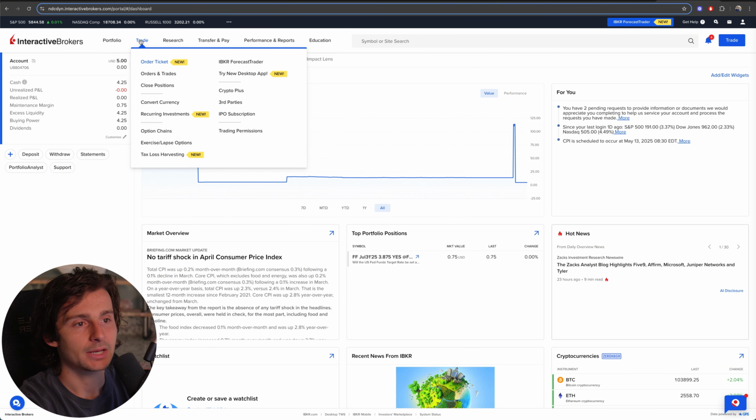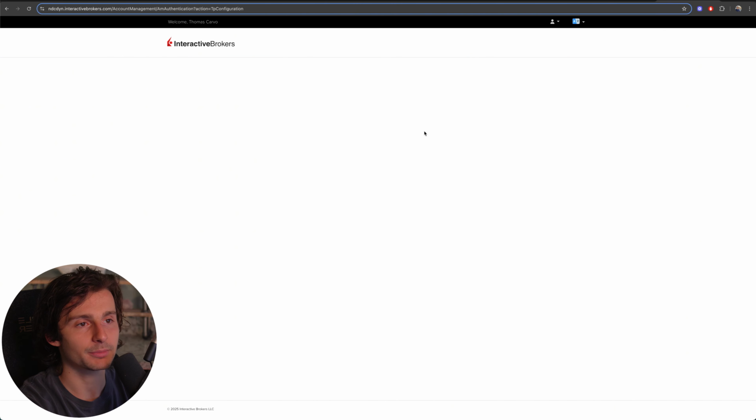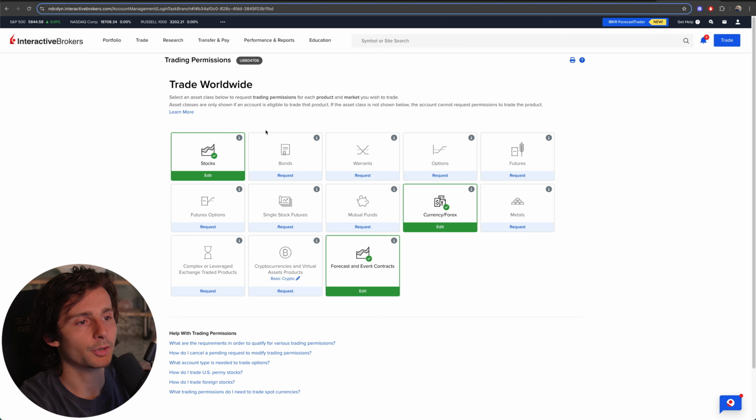You'll come to a page that looks like this, and you'll go to where it says trade. First things first, you'll have to go to where it says trading permissions. Click on trading permissions to make sure that you have permissions to trade event contracts. Under permissions, here's where you can request different types of trading features or vehicles that you would like to be able to trade on Interactive Brokers. You have to go down to where it says forecast and event contracts and request the permissions there. When I requested them, I got approved within less than a day.